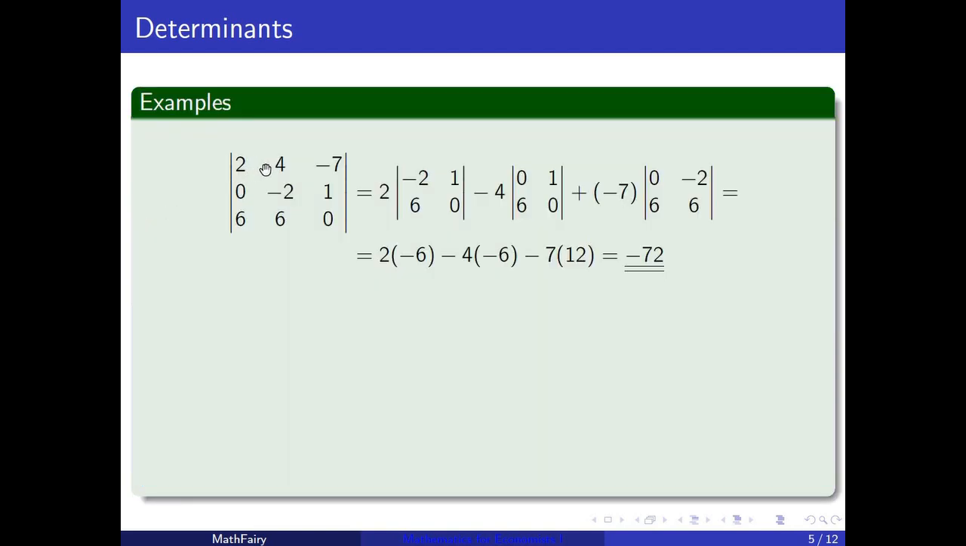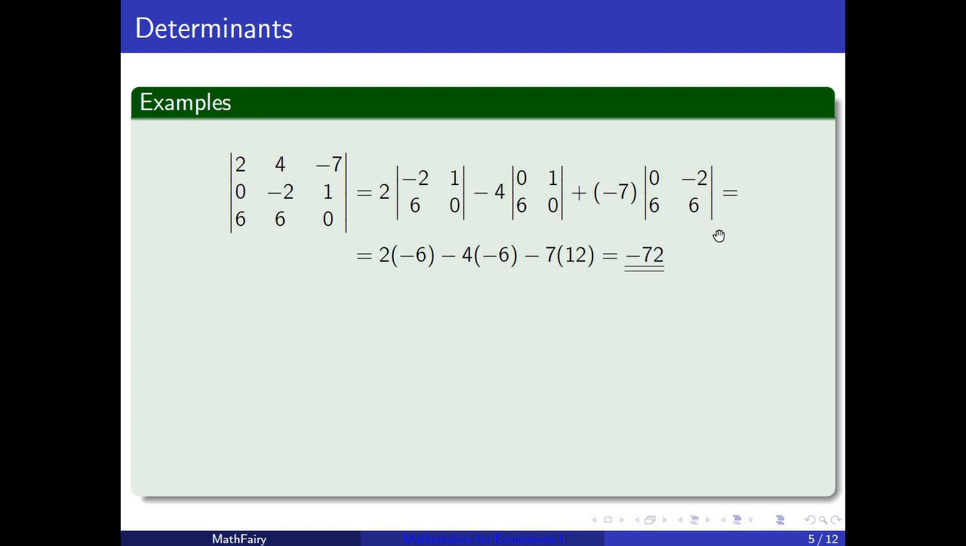So here I take the elements of the first row as weights and put them in front of these three 2 by 2 determinants, deleting the first row and first column from the original 3 by 3 matrix in the first case, deleting the first row and the second column from the 3 by 3 matrix for the second determinant, and finally deleting the first row and last column in the third 2 by 2 determinant. Calculating these three 2 by 2 determinants is at this point very easy.